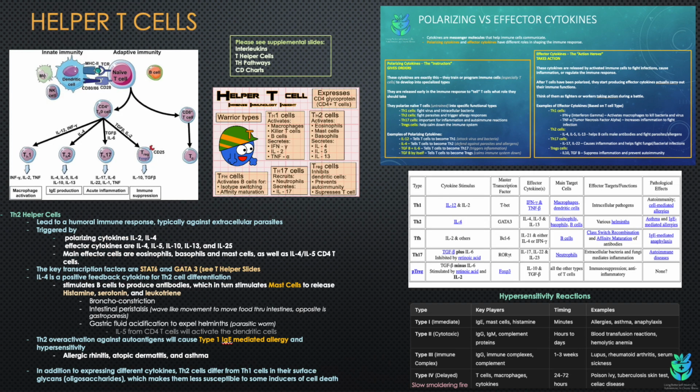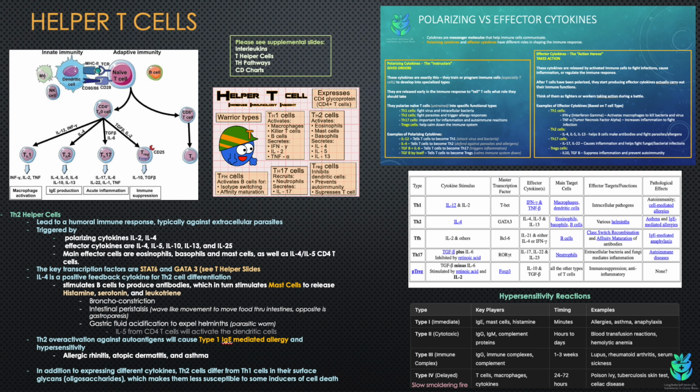The Th2 T helper cells lead to a humoral immune response, typically against extracellular parasites. They are triggered by the polarizing cytokines interleukin 2 and interleukin 4. Effector cytokines are interleukin 4, 5, 10, 13, and 25. Now, for many of you, this isn't going to mean a whole lot, but for those of you who have undergone extensive testing and know exactly what interleukins you're throwing too much of, this is triggering your T helper cells, the class 2. The main effector cells are eosinophils, basophils, and mast cells.